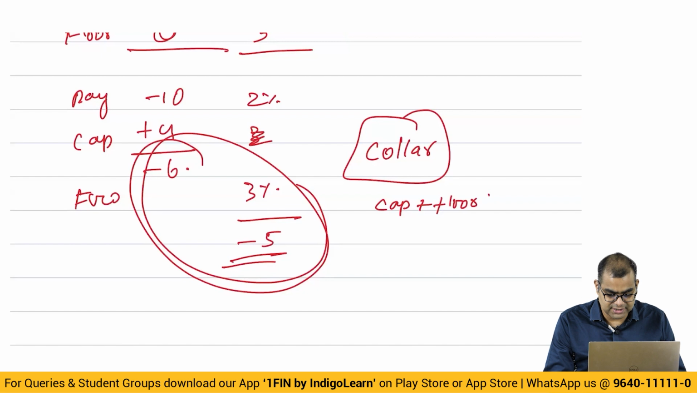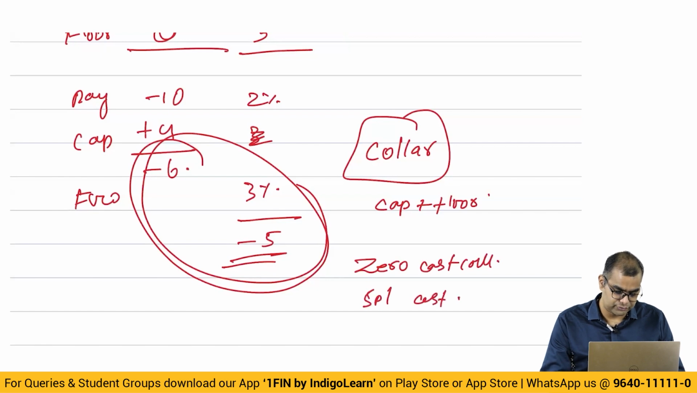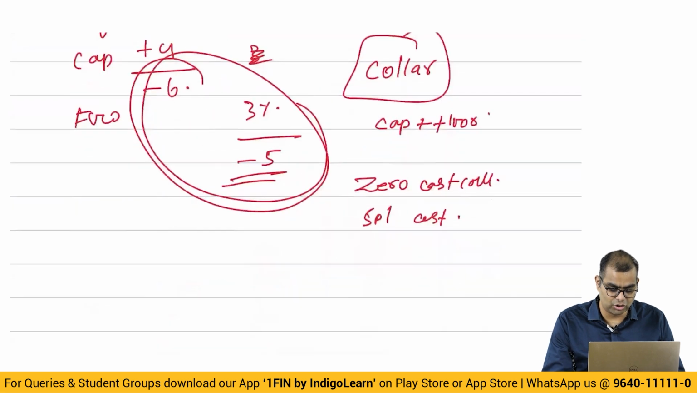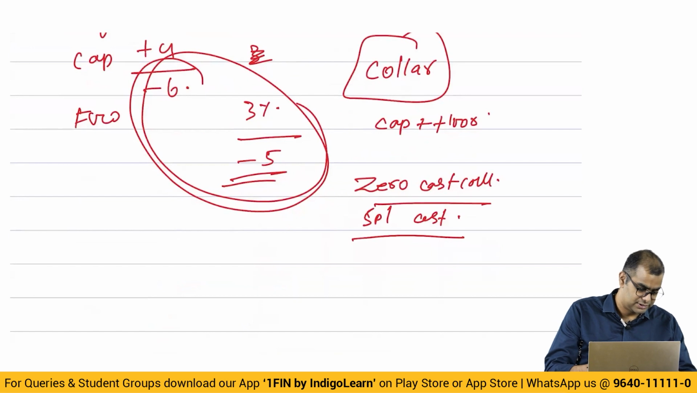You have something called a zero cost collar or a special collar, people call it different things, where this premium is 0. How will the premium be 0? If you change this 5 to 4, then this will become 120, then it will become 0. So you adjust the rates in such a way that you are in the comfort zone of the interest rate range that you are willing to pay, and the premium becomes 0. So that is called a zero cost collar or a special collar. Different people call it different things.